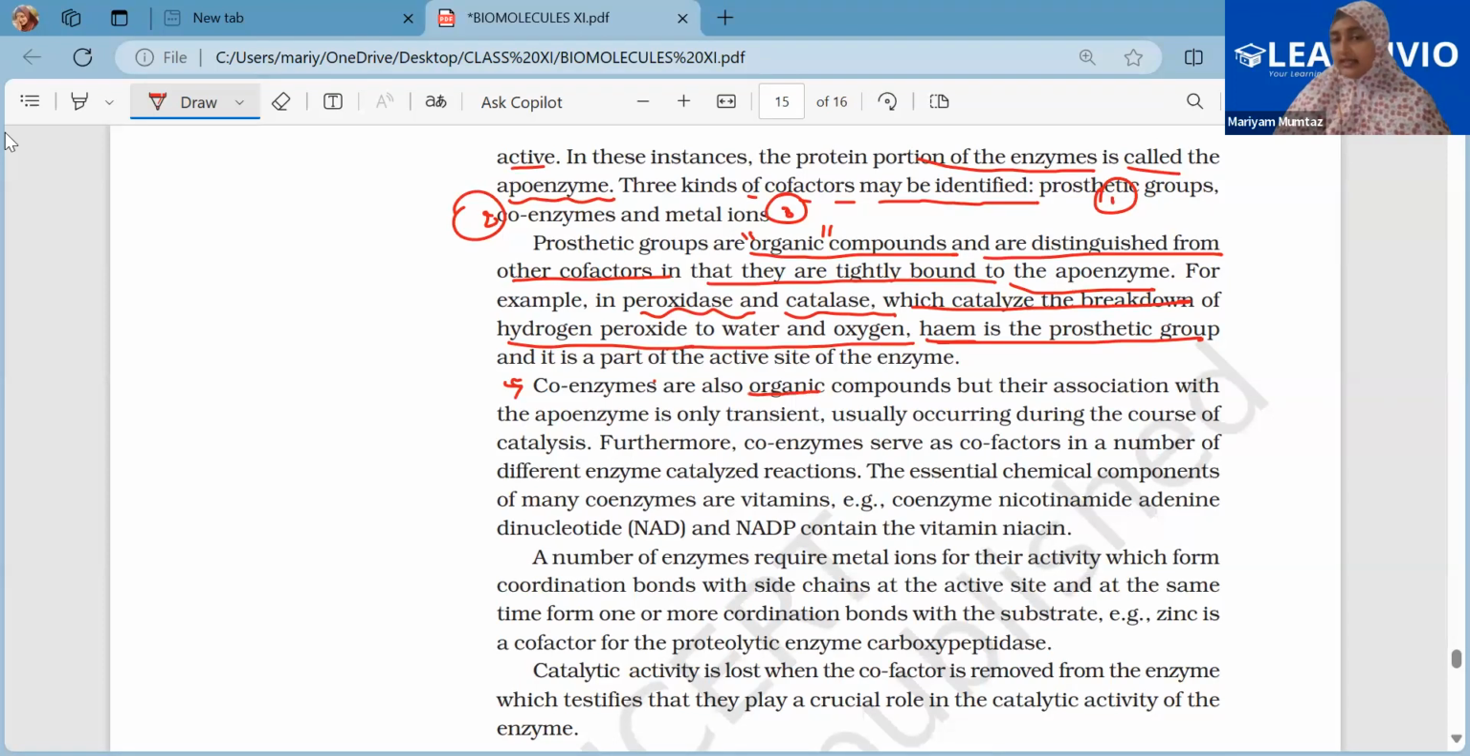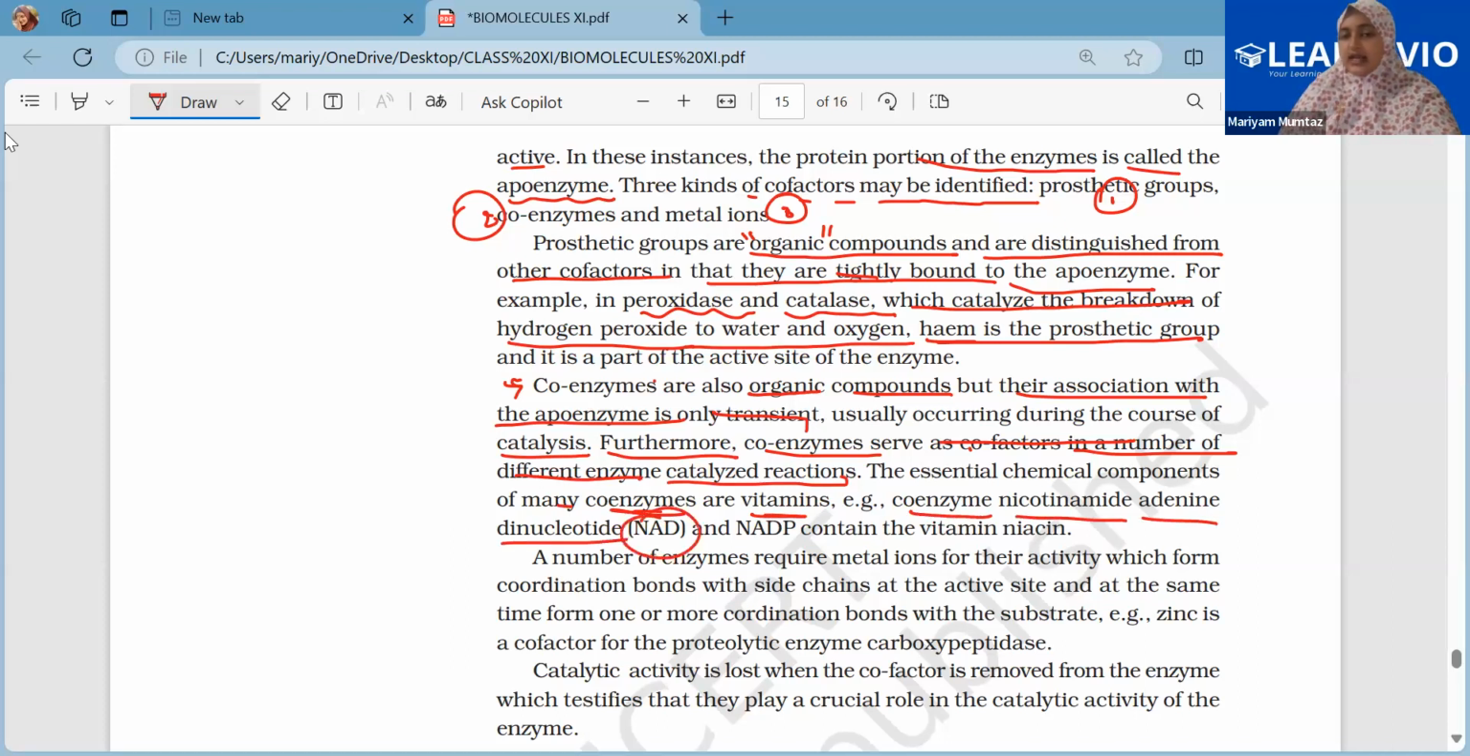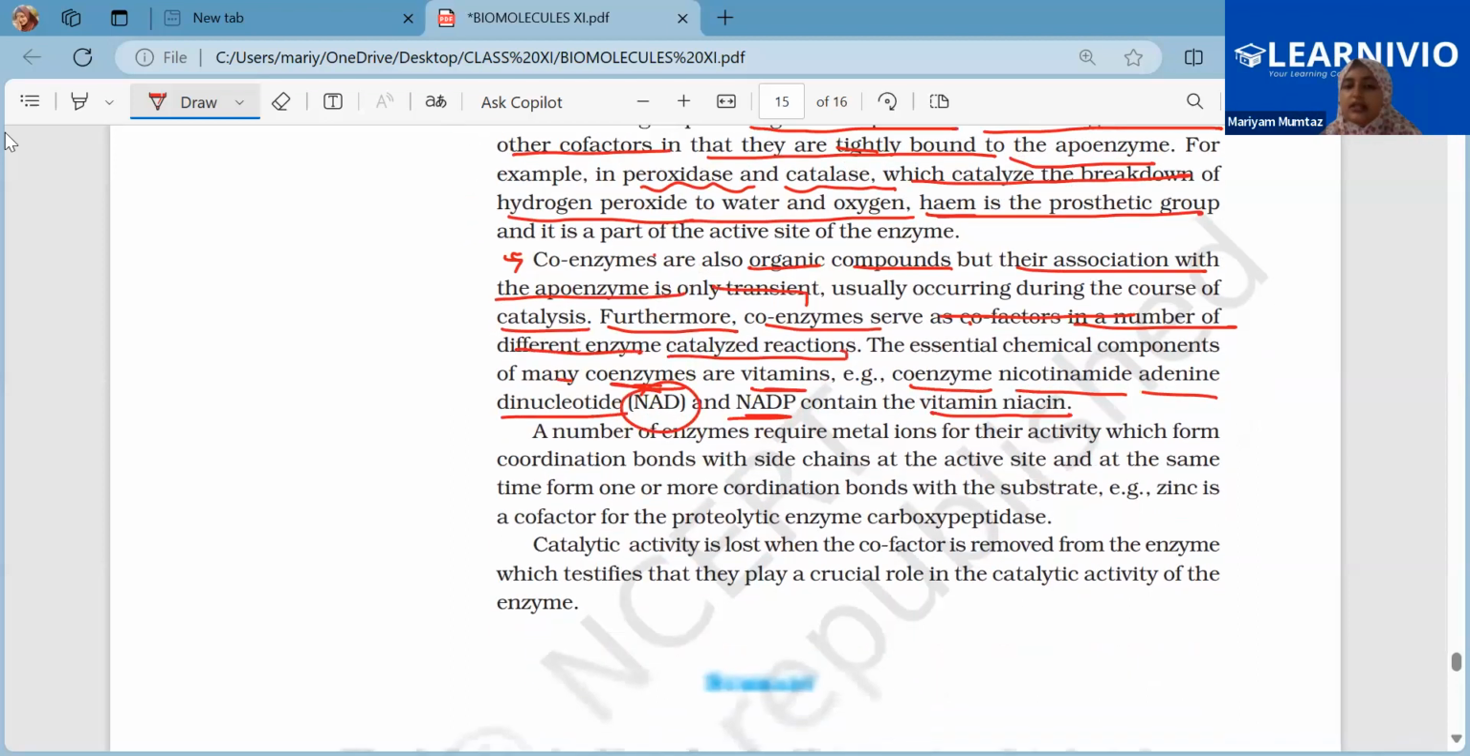Now talking about coenzymes, the second type of cofactor. These are also organic compounds, but their association with the apoenzyme is transient, for a short period of time, whereas here it is tightly bound for a long period of time, usually occurring during the course of catalysis. Furthermore, coenzymes serve as cofactors in a number of different enzyme catalyzed reactions. The essential chemical components of many coenzymes are vitamins, such as the coenzymes nicotinamide adenine dinucleotide (NAD) and NADP, nicotinamide adenine dinucleotide phosphate, which contain the vitamin niacin. These are the coenzymes.